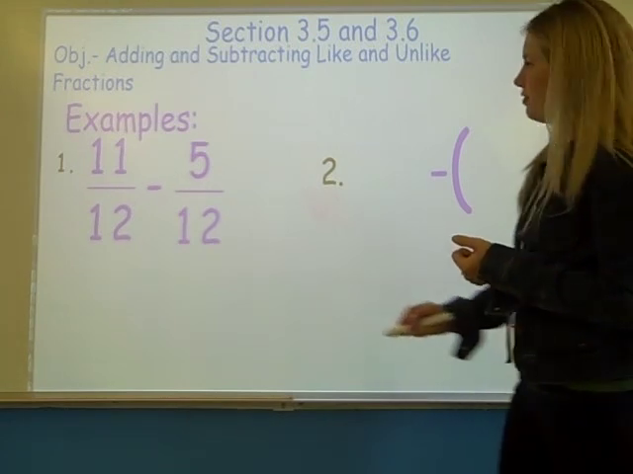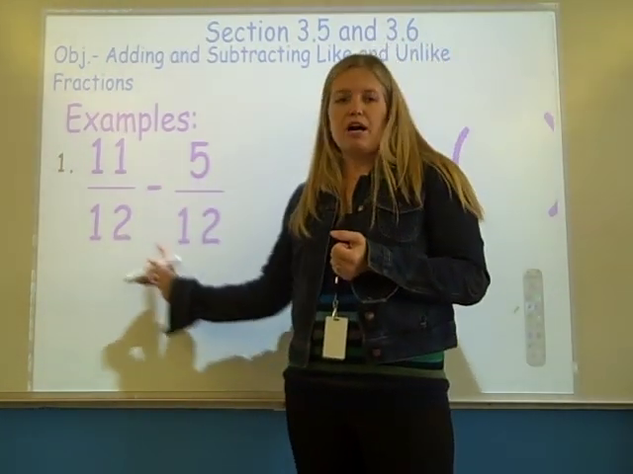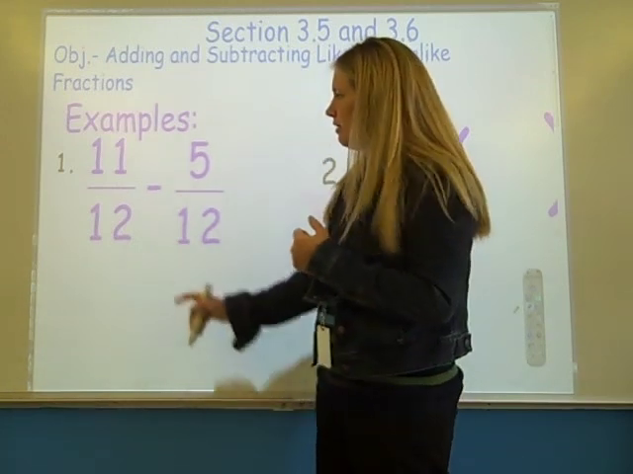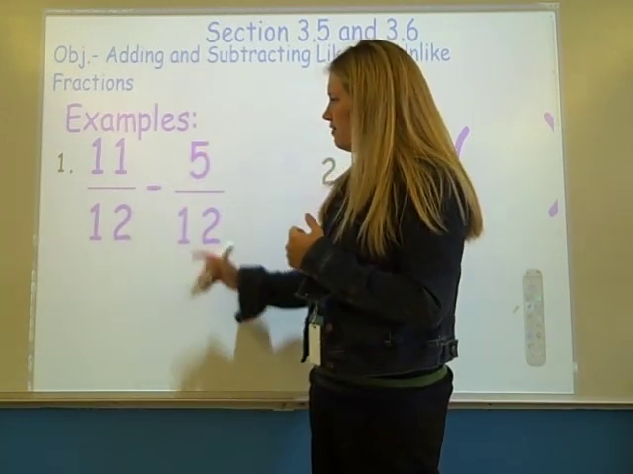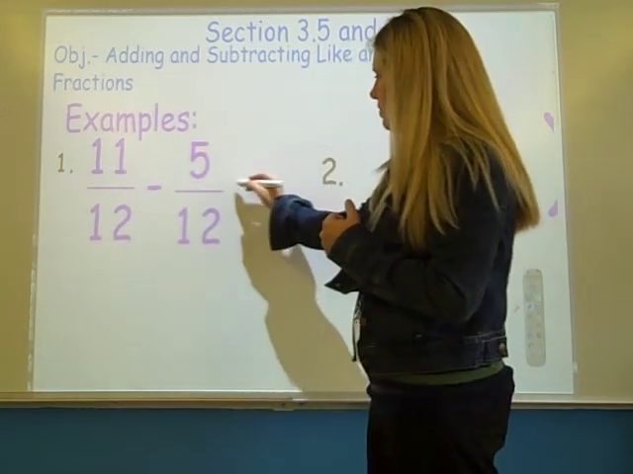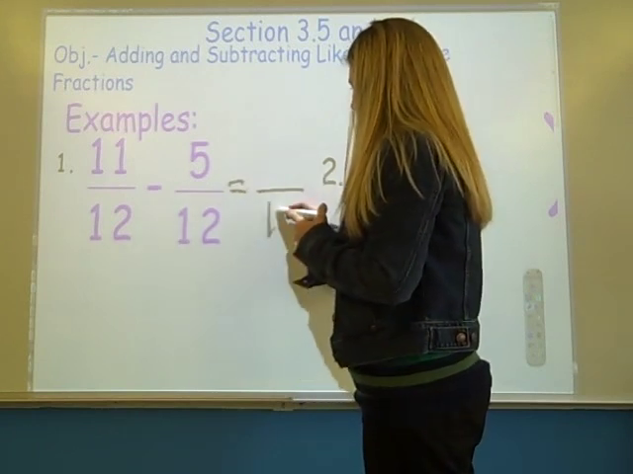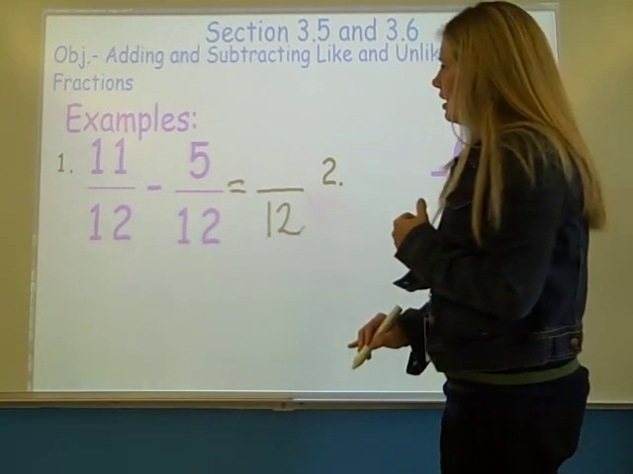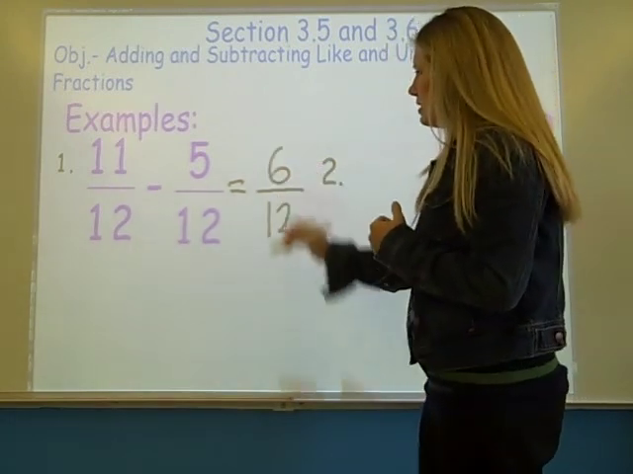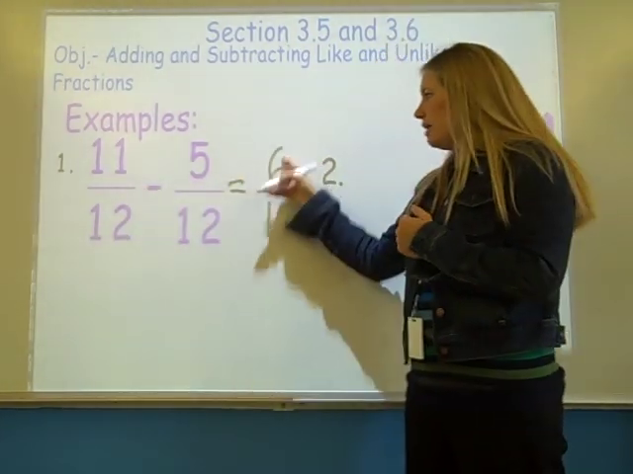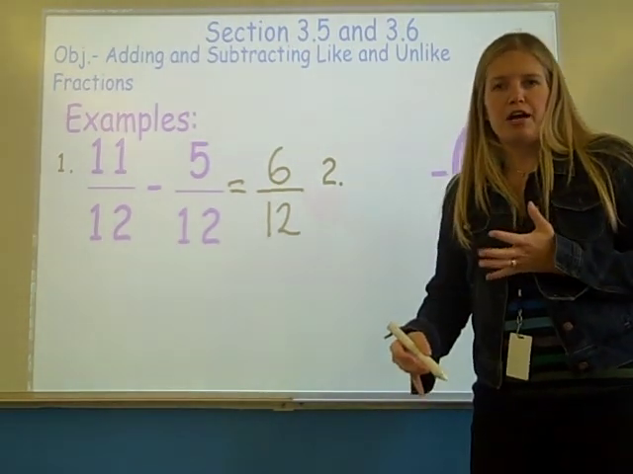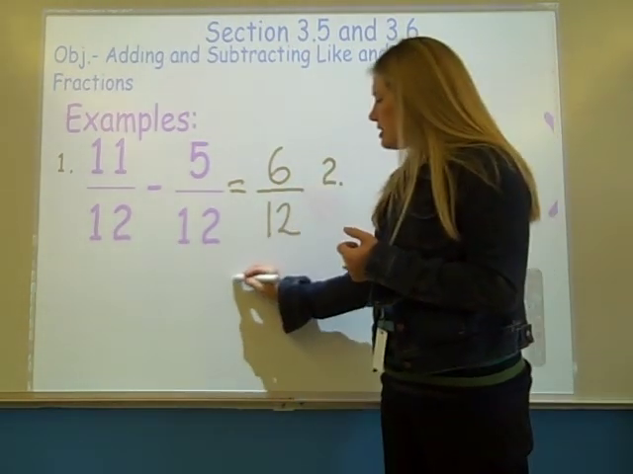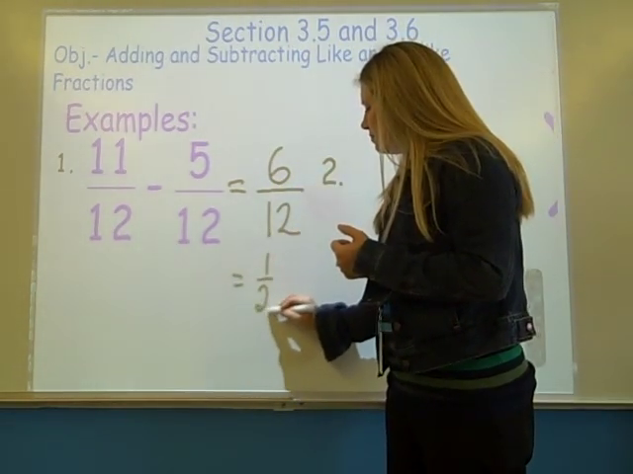Well, we'll move along. Here, we already have common denominators. Okay, that's easy enough. 11 twelfths minus 5 twelfths. So I keep the twelfths. And then you just do 11 minus 5, and you get 6, because 6 plus 5 is 11. Now, we cannot leave this. We should always simplify our answers. 6 twelfths is the same thing as a half.